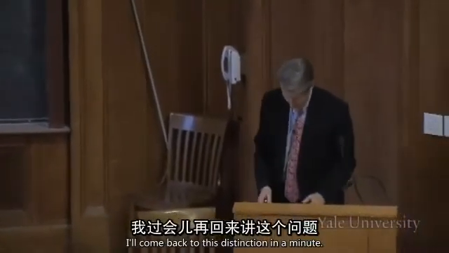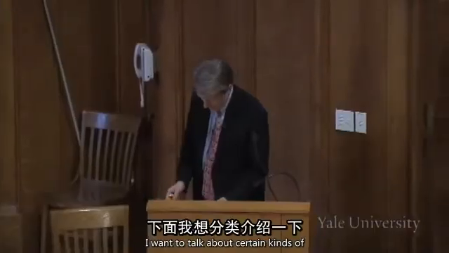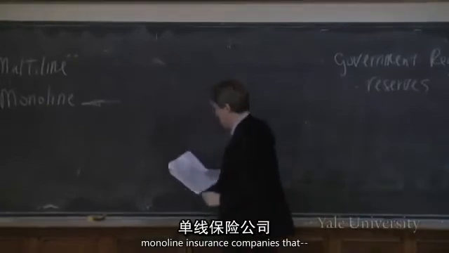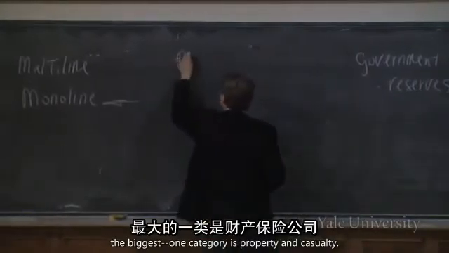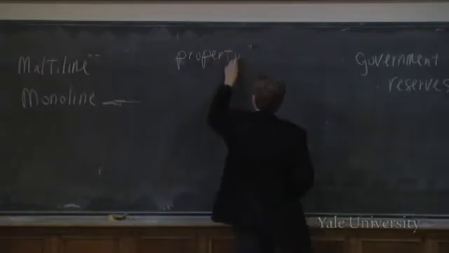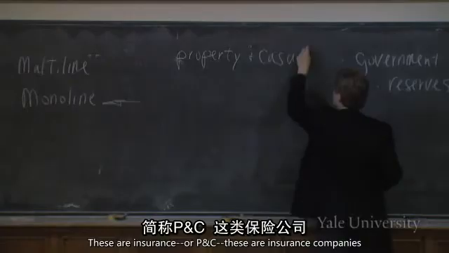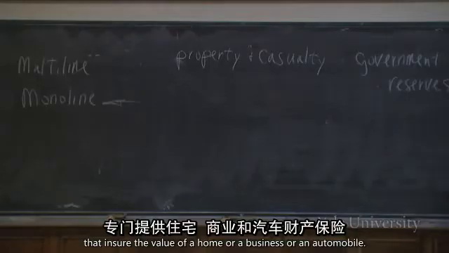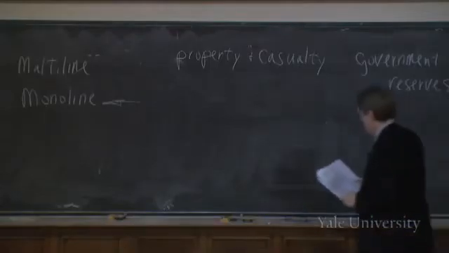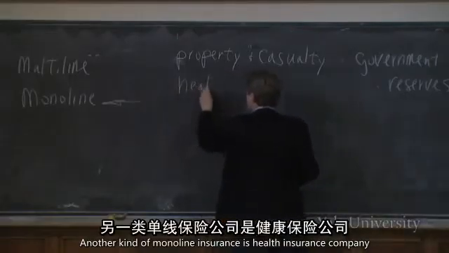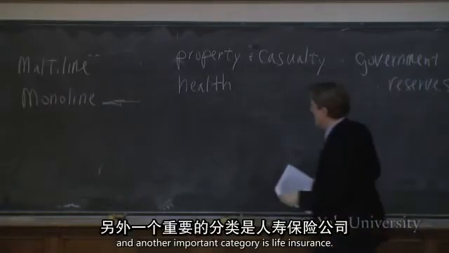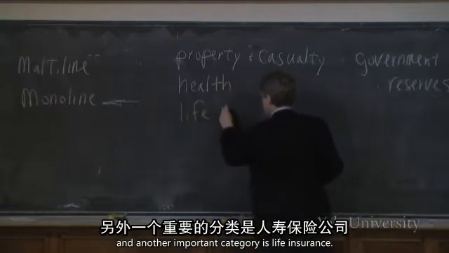I'll come back to this distinction in a minute, but I wanted to talk about certain kinds of monoline insurance companies. The biggest category is property and casualty, or P&C. These are insurance companies that insure the value of a home or a business or an automobile. And another kind of monoline insurance is health, an insurance company that merely insures people against health costs. And another important category is life insurance.